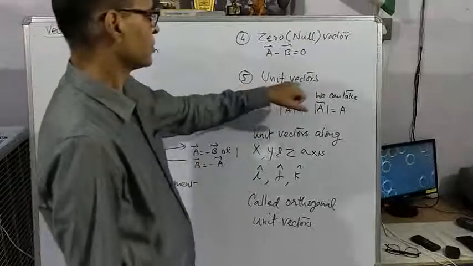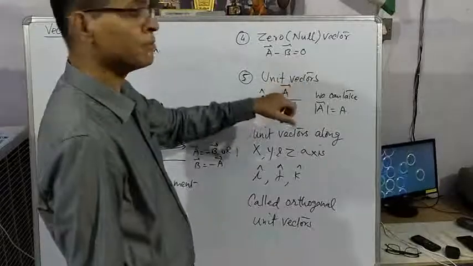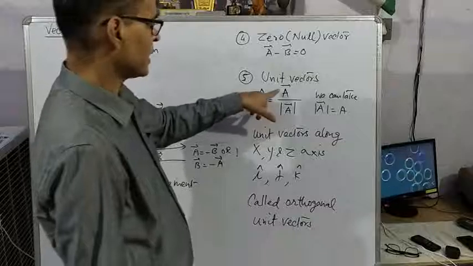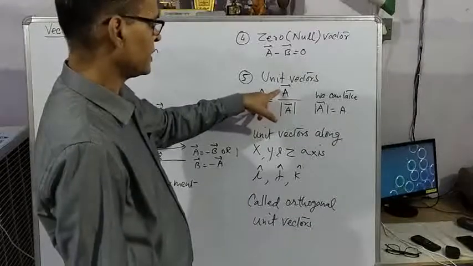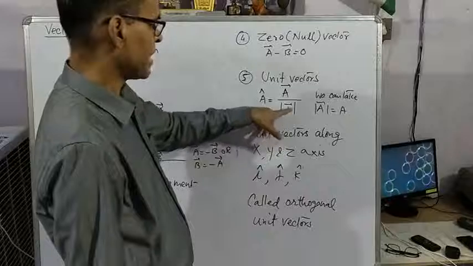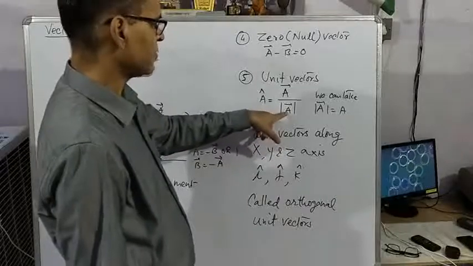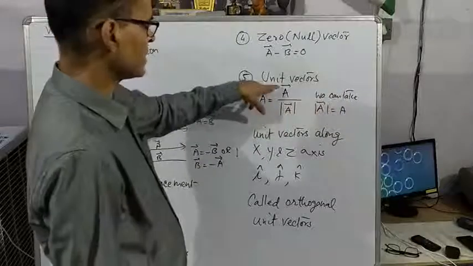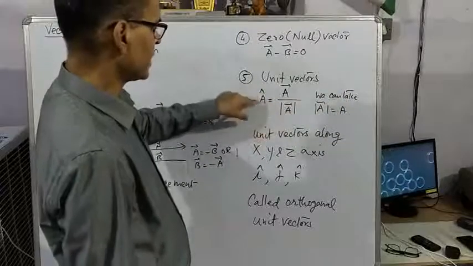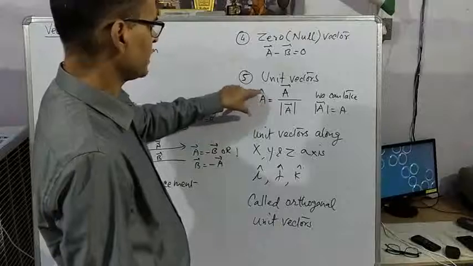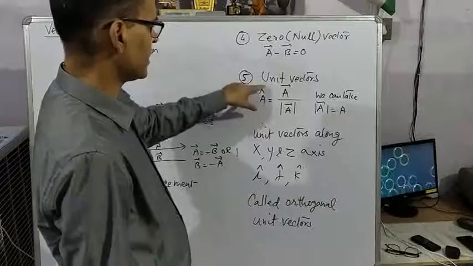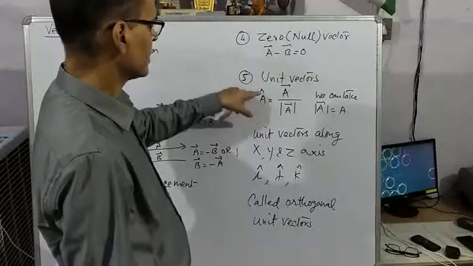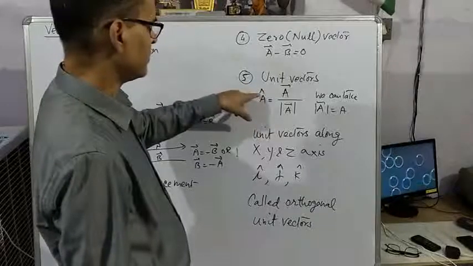Unit vectors are vectors having magnitude 1. Suppose a vector A, and if this vector is divided by its magnitude, spelled as mod A, sometimes this can be written like this also. So if a vector is divided by its magnitude, we get unit vector. Keep in mind, unit vectors are represented by putting cap. So it is read as A cap, means unit vector A.